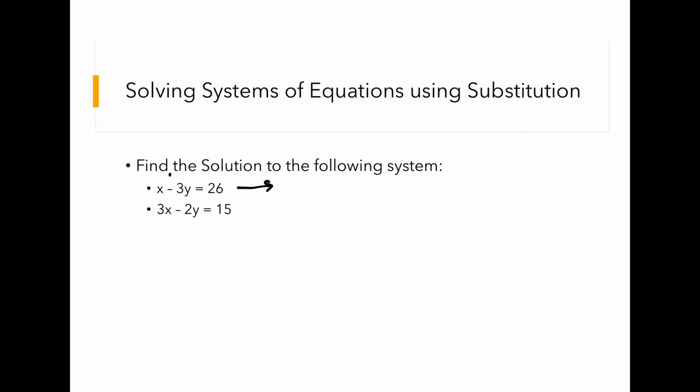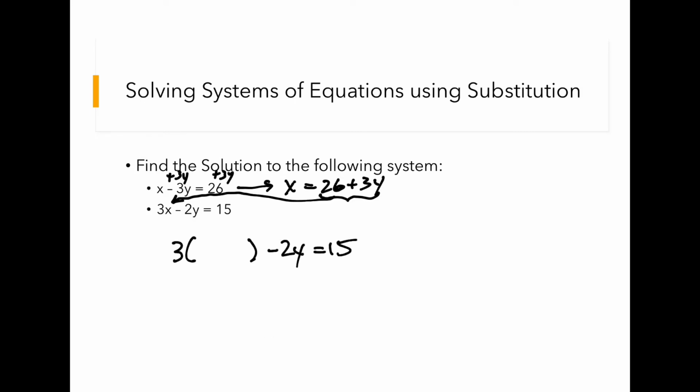It's 1x. So I'm going to solve that one for x by adding 3y to both sides. I get x is equal to 26 plus 3y, or 3y plus 26, however you wish to write that. And now that I have that, I have an expression that I can substitute in for x in the other equation. So we're taking out x this time, putting a parenthesis there, and then we'll substitute that expression, 26 plus 3y.